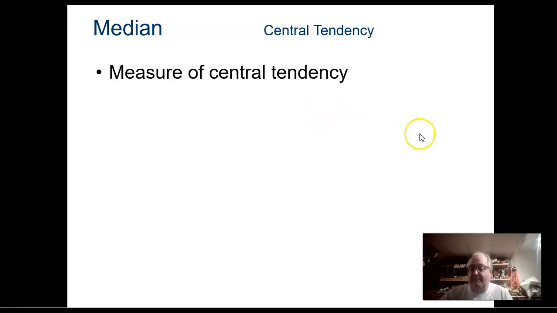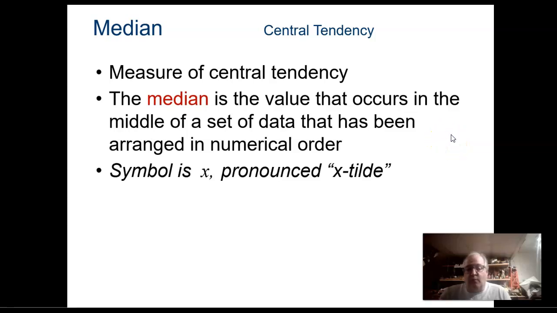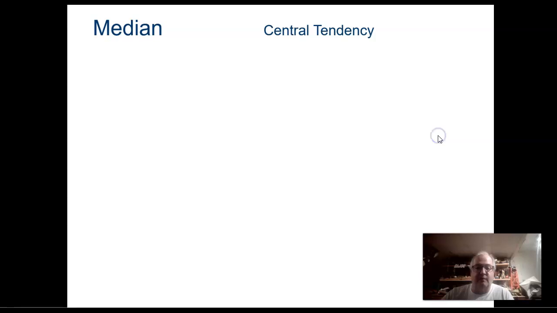So again, median is another one of the three measures of central tendency. This is the value that occurs exactly in the middle of your data set. We use the symbol x with a tilde over it, pronounced "x tilde," so again we've got the tilde symbol over the italic x. That is the symbol we use to represent our median, so you need to recognize that particular symbol as well.